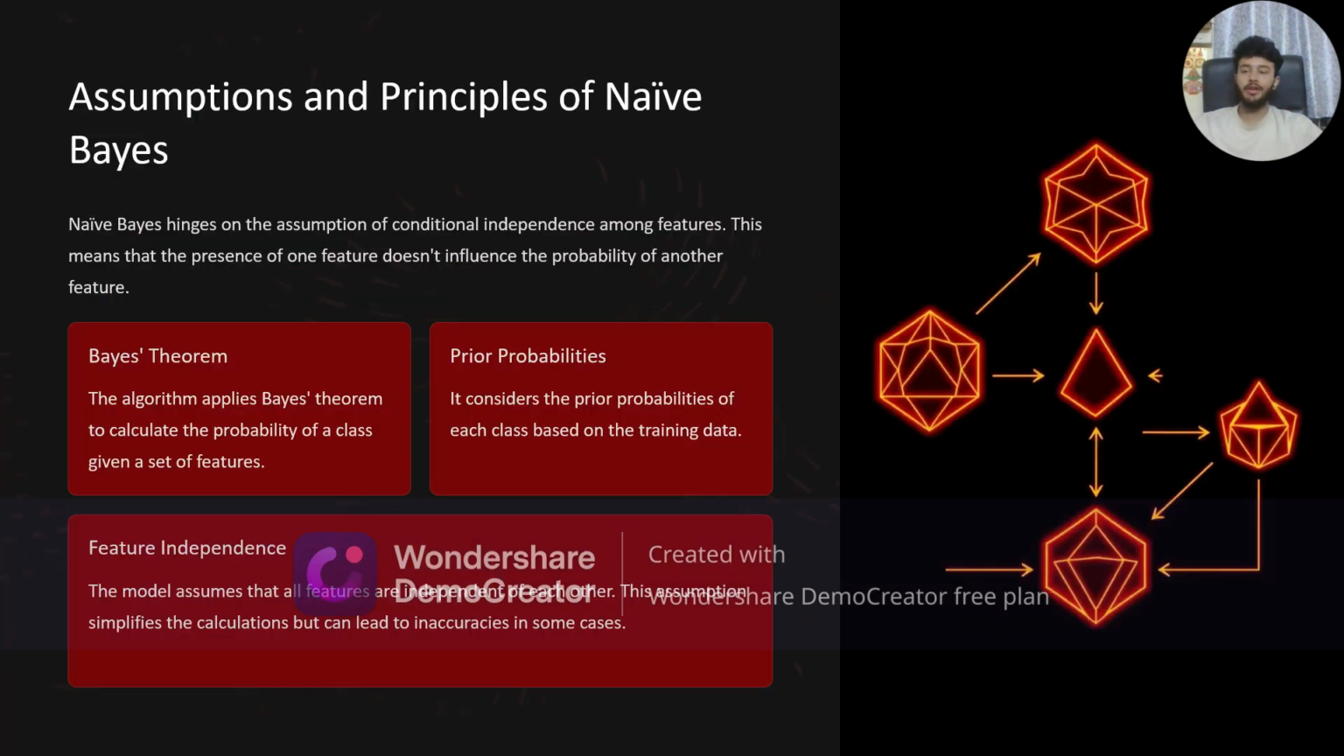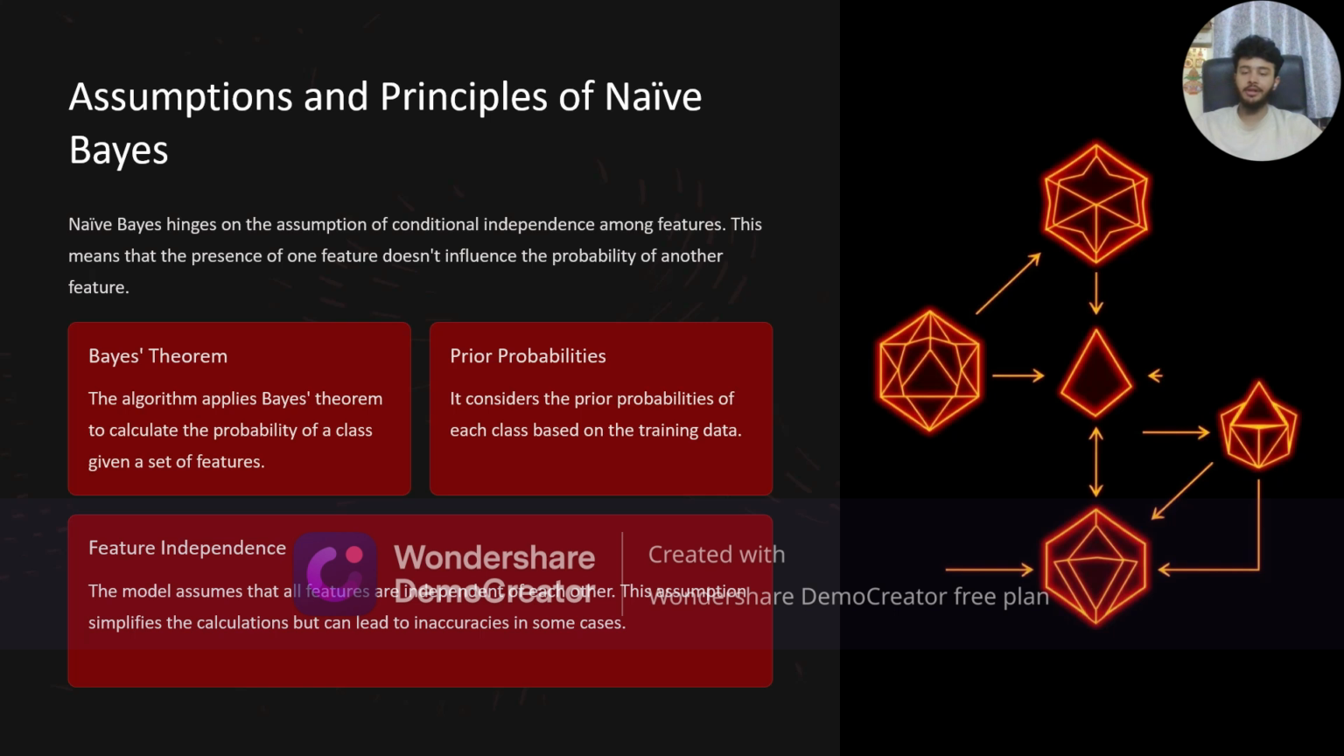Assumptions and principles of naive-Bayes. Naive-Bayes hinges on the assumption of conditional independence among features. This means that the presence of one feature doesn't influence the probability of another feature. Bayes' theorem: the algorithm applies Bayes' theorem to calculate the probability of a class given a set of features.